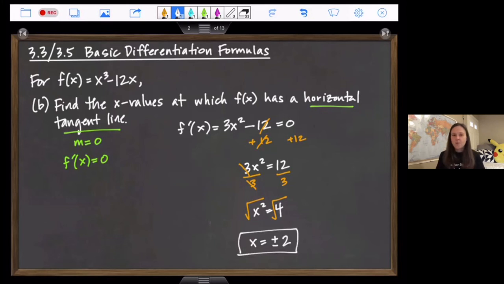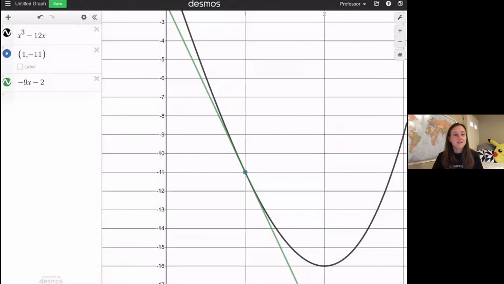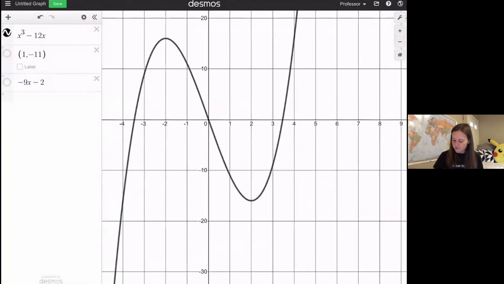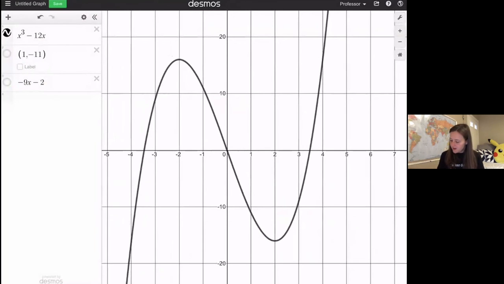Let's go back over to Desmos and make sure that this makes sense by looking at the graph. Back over at Desmos here, I'm going to turn off our 2 points there and zoom this graph back out. All right. And it sure does look like at x equals 2 and x equals -2 that you've got those two places where the tangent line would go horizontal.